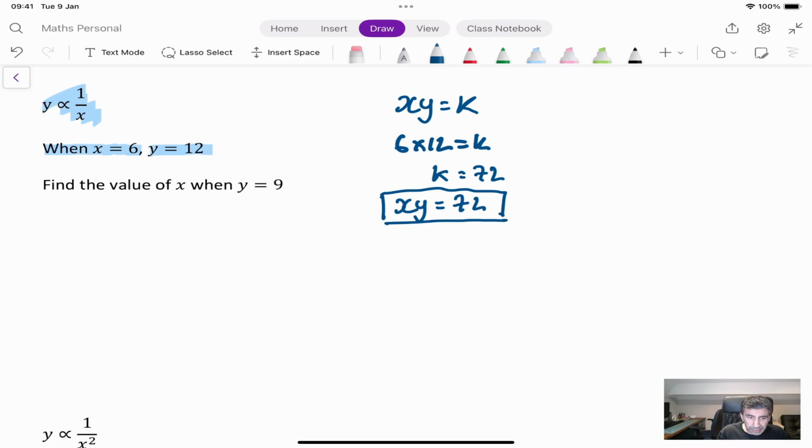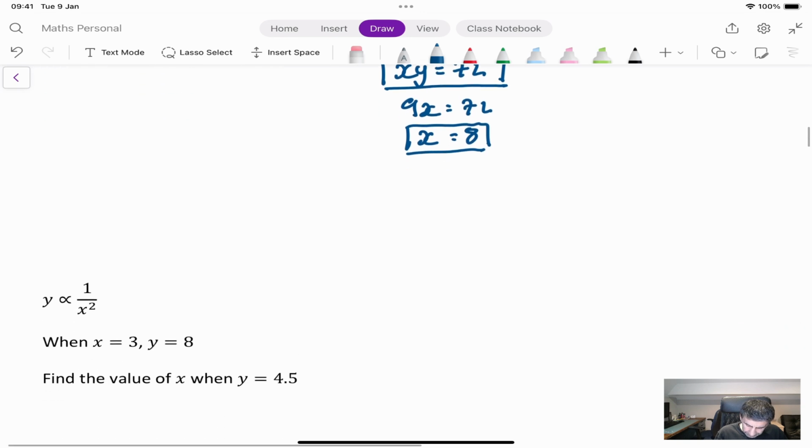Okay, so the question's asking me to find the value of x when y is 9. So this time I'm going to substitute the 9 in for the y. So I've got x times 9 is equal to 72. And x times 9, I prefer to write that as 9x. So 9x is equal to 72. I can divide both sides by 9 here, and that's going to tell me that x is equal to 72 divided by 9, which is 8. So the answer to this question here is x is equal to 8.